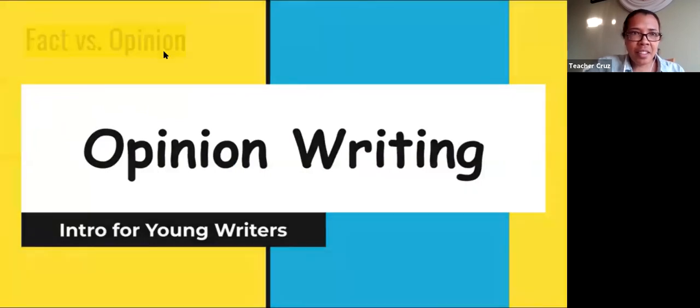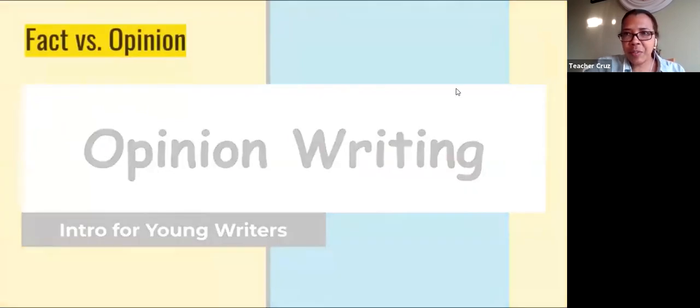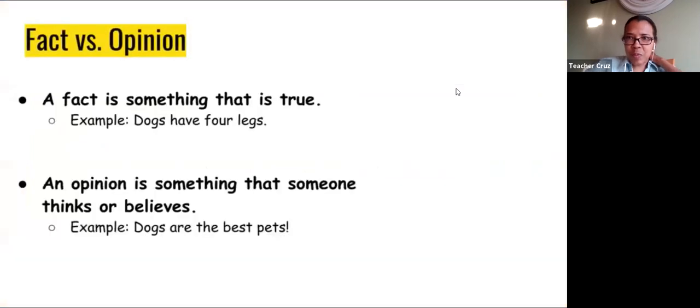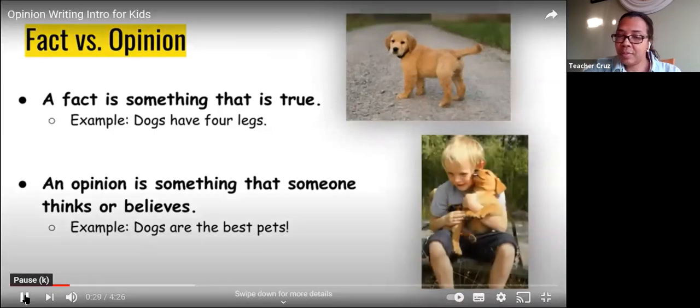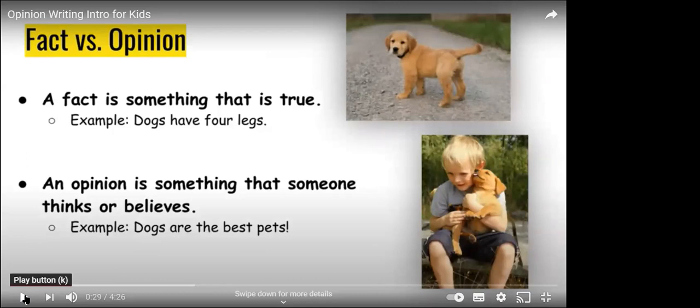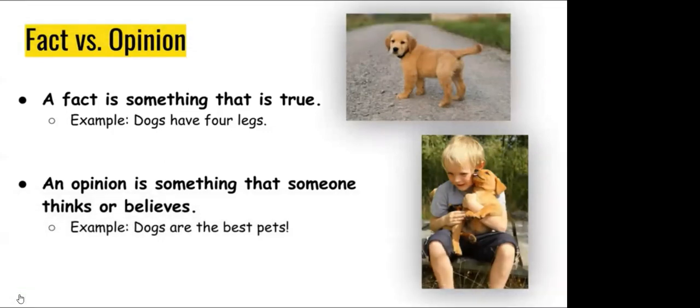Writing for young writers. First, let's talk about fact versus opinion. A fact is something that is true. For example, dogs have 4 legs. As you can see, you can count 4 legs on this dog in this photo. An opinion is something that someone thinks or believes. For example, dogs are the best pets. Today we're writing an opinion, so it's something that we think or believe. Not everybody will want to have a dog as a pet, so that would be somebody's opinion.